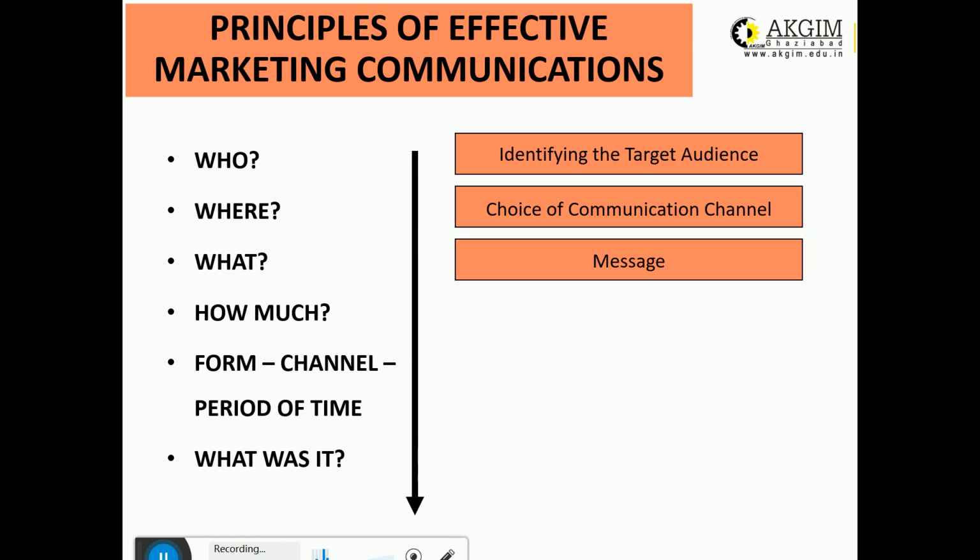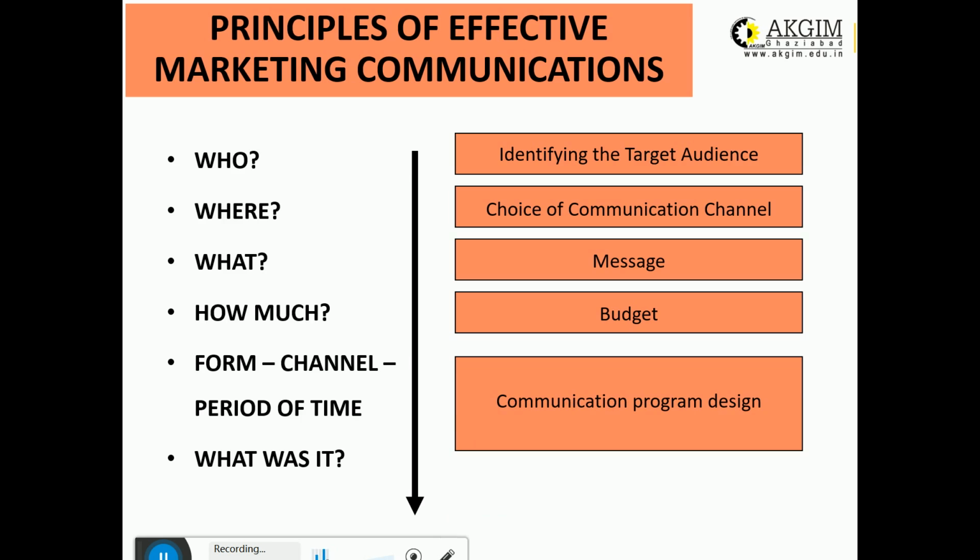Then what is to be communicated? After who and where, the other question is what. This is one of the creative parts of marketing communication, that is designing a message. What all you want to talk about, all that message part. How much is the budget? Again, a prime concern for a marketer, because it includes investment when a company intends to communicate with whatever channel they are looking for. Then the communication program, the entire campaign design, at what period of time you want to communicate.